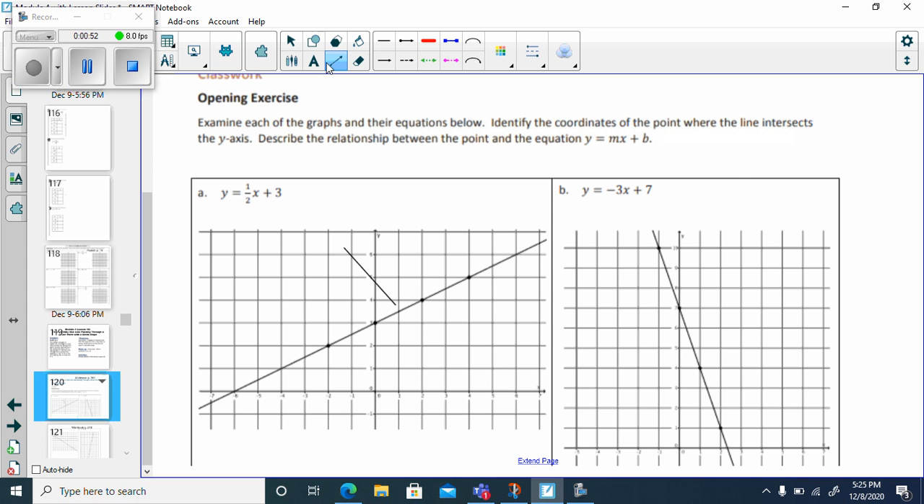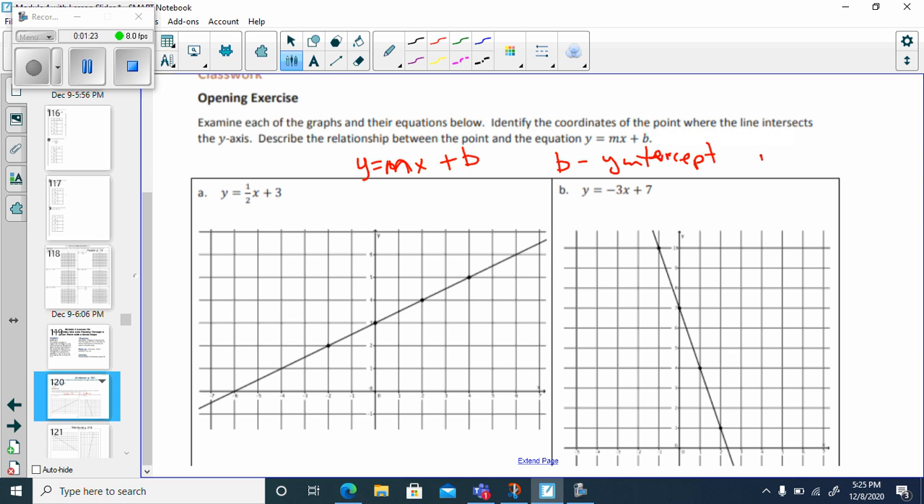First off, we're going to identify the y-intercept, the b and the m. A linear equation is y is equal to mx plus b. This is whenever we are dealing with the slope-intercept form. B is your y-intercept. B is the y-intercept. It's where it crosses the y-axis. M is the slope.